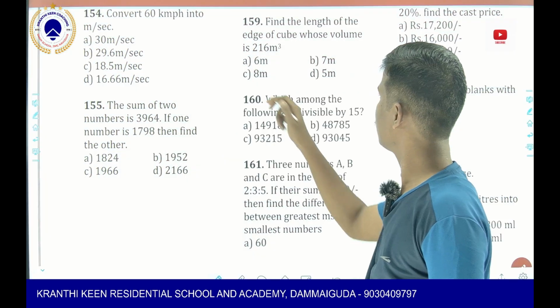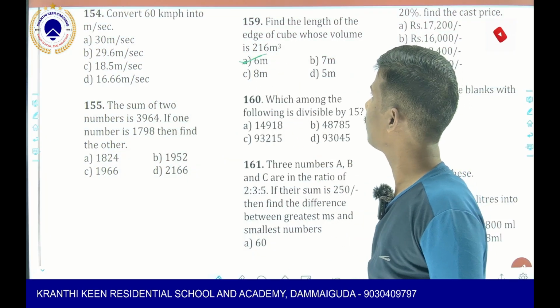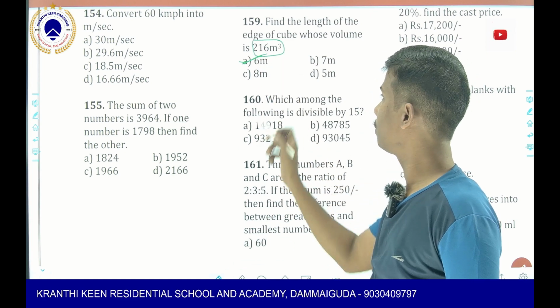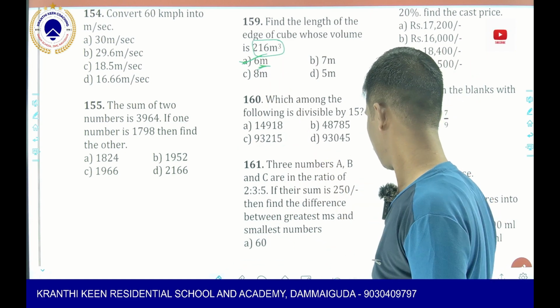What is the answer you have got? It is 6 meters. That means if the volume is 216 meter cube, then the edge of that cube will be 6 meters.